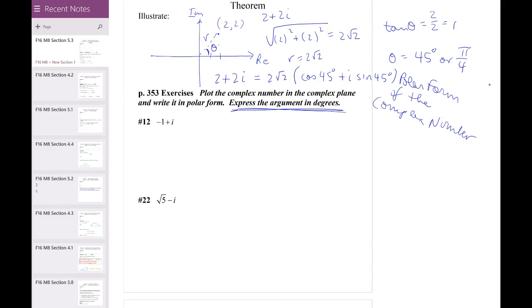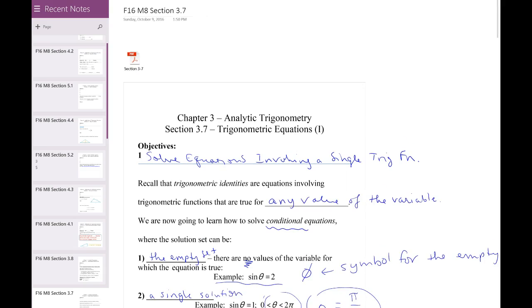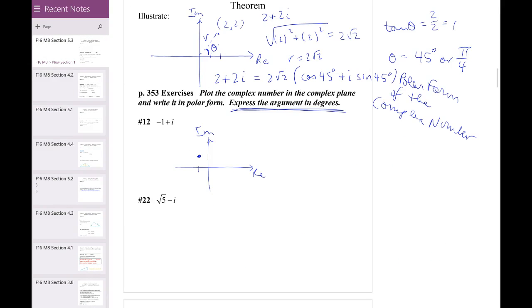Okay, so here's some exercises. I'm going to do the first one here, and then we'll do the rest in class. We have -1 plus i. So here's the point in the complex plane. So it's got coordinates -1, 1, but that represents this complex number, -1 plus i. So we can see that the r is going to be -1 squared plus 1 squared, and then the square root of that. So it's going to be square root of 2.